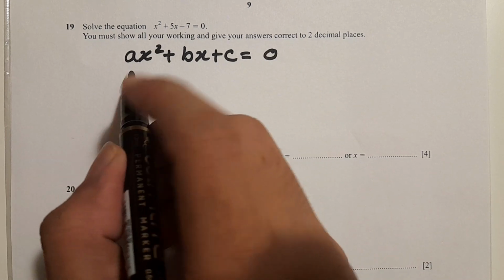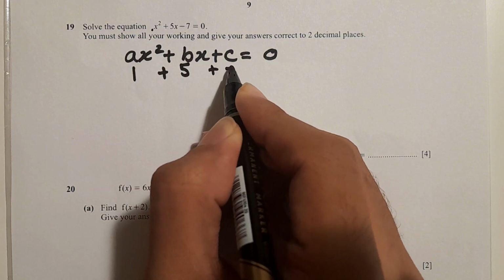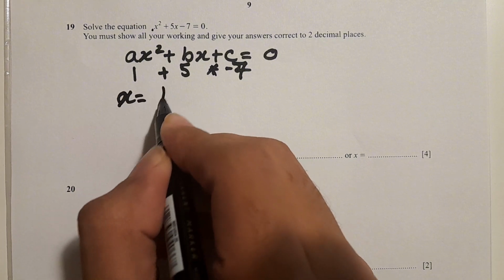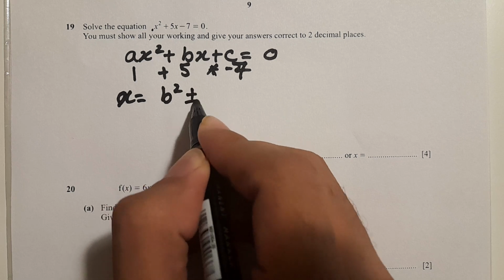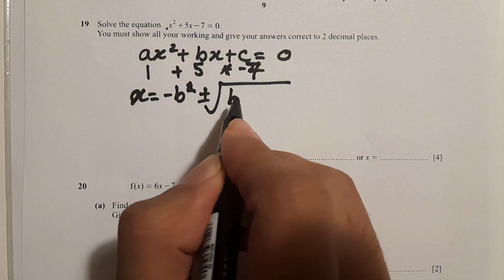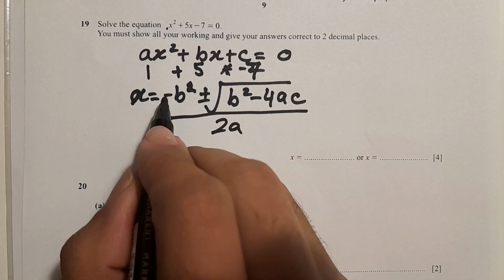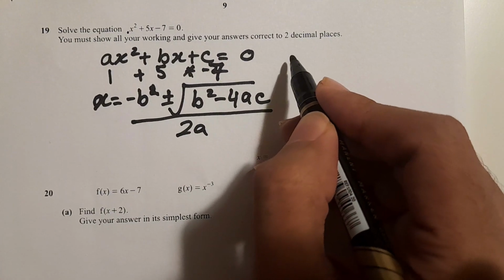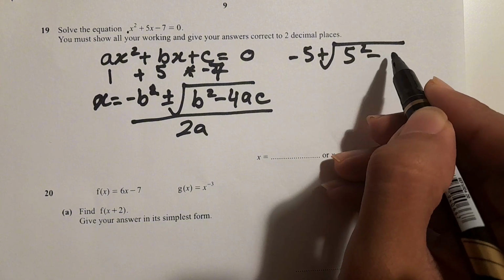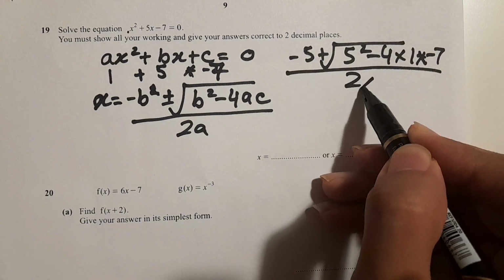So the value of a is 1, for b it is 5, and for c it is minus 7. So we will use the formula, which is x is equal to minus b plus minus square root of b squared minus 4ac, divided by 2a. So first we will input the values, numbers in place of letters. So minus b, which is minus 5, plus square root of 5 squared minus 4 times 1 times minus 7, divided by 2 times 1.